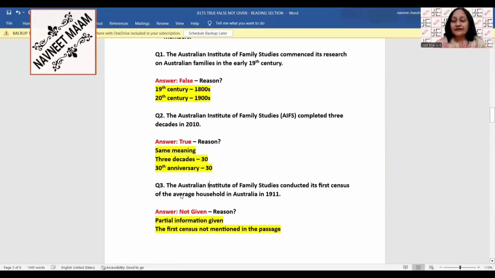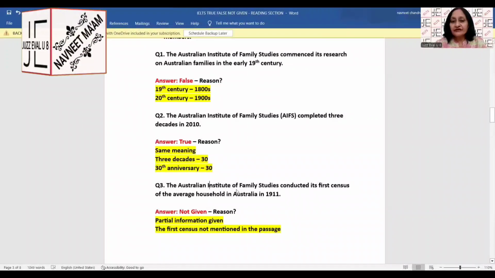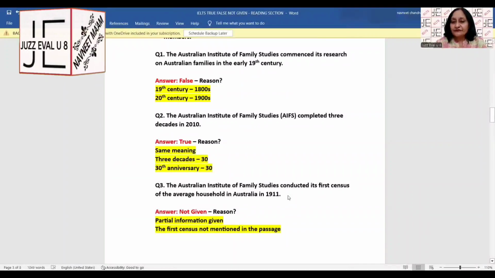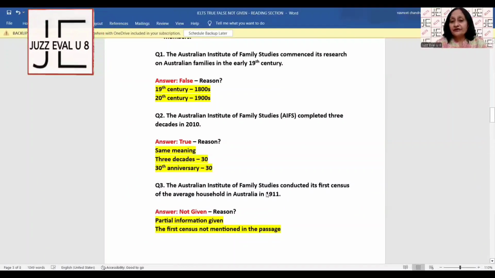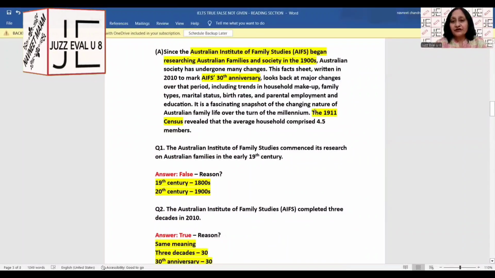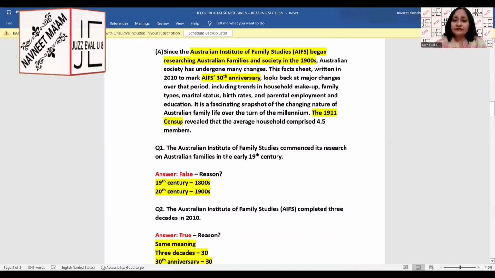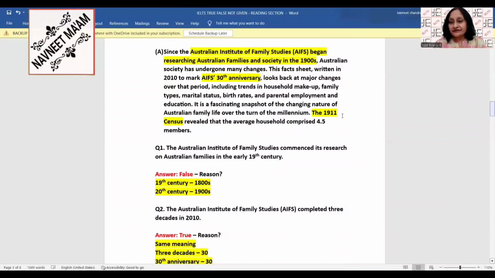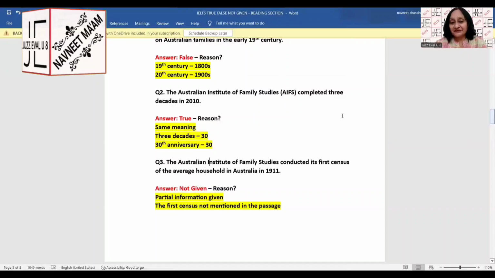Okay, so now let's look at the third question. The Australian Institute of Family Studies conducted its first census of the average household in Australia in 1911. So what are we looking at? First census, and we are looking at the year 1911. Okay, so let's look at the passage. 1911 is here. But can you find the first census, the 1911 census? It is not mentioned that it is the first census. So what is the answer there? It is not given, since something is missing here.